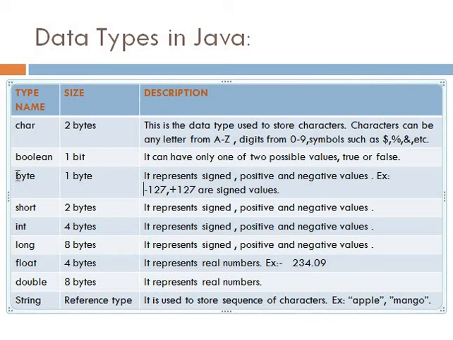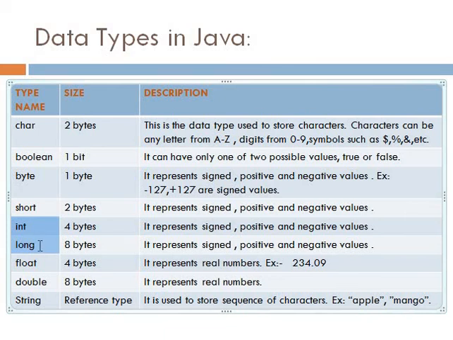Now both these data types, that is byte and short, represent the signed positive and negative values. The only difference between these two data types is that the byte data type has the size 1 byte, whereas the short data type has the size 2 bytes. As the size of the short data type is higher than the byte data type, the short data type can hold more pieces of binary data than the byte data type. Then, further below, there are two more data types, which are int and long.